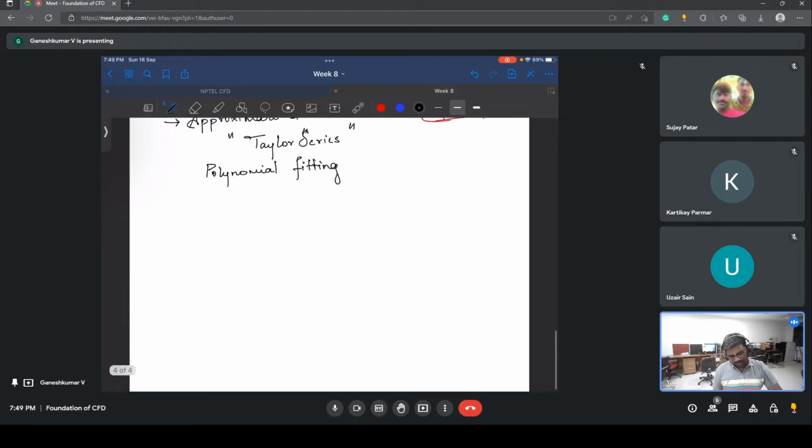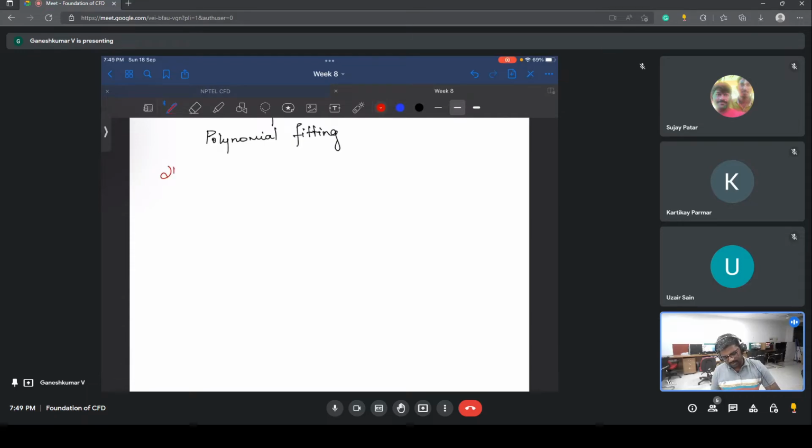So basically we found out that, for example, if you have dou phi by dou x, you can write it as phi at i plus 1 minus phi at i by delta x plus some order term. This is called the truncation term, which gives you the order of the scheme, right? So this is actually the forward difference. Similarly, we have backward difference and central difference, right?